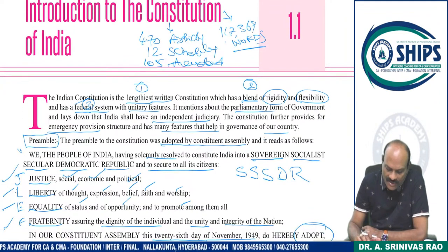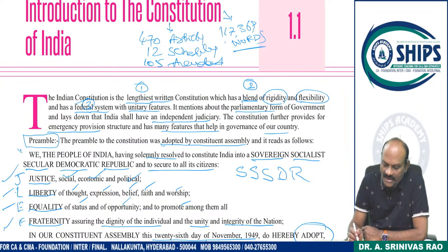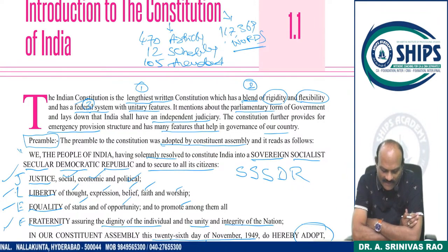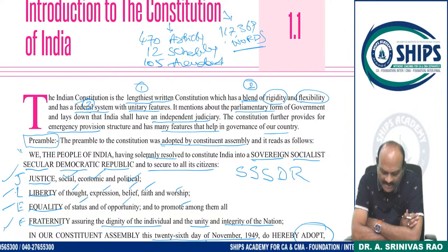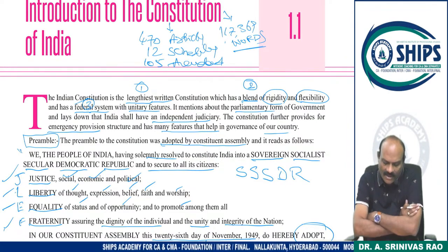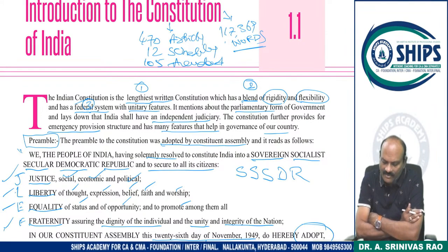Then what is the Constitution? It is the lengthiest written Constitution. It is a blend of rigidity as well as flexibility. Sometimes it is a fixed one, sometimes if you want you can amend certain things. And another one is it has a federal system. Federal system means a combination of the different states and UTs and unitary features. It mentions a parliamentary form of government, lays down that India shall have an independent judiciary system, nothing but the executive body cannot interfere with the administration of judicial matters, and the Constitution of India further provides emergency provisions and shall have many features which help the governance of our country.